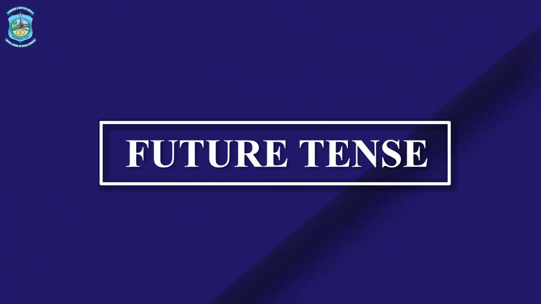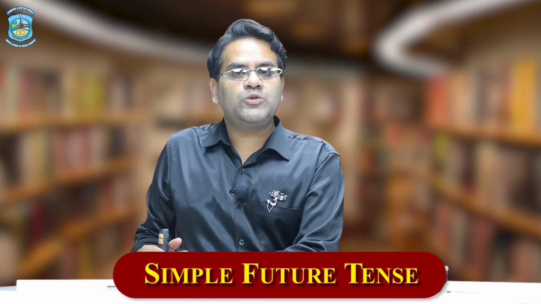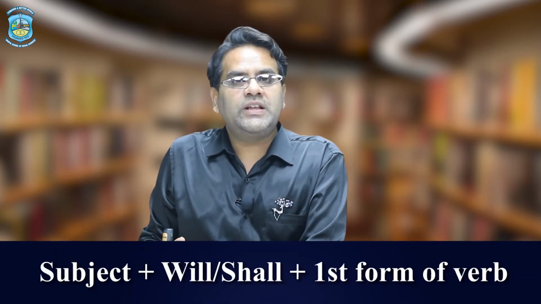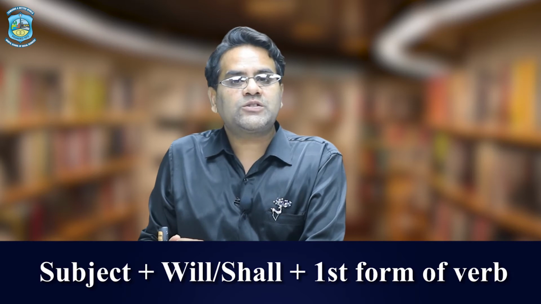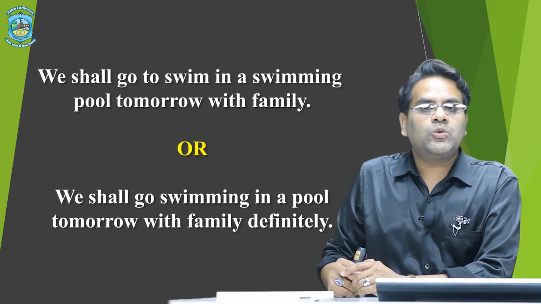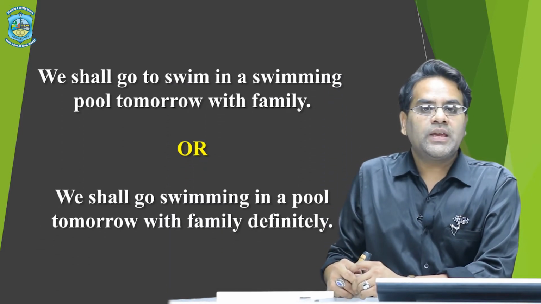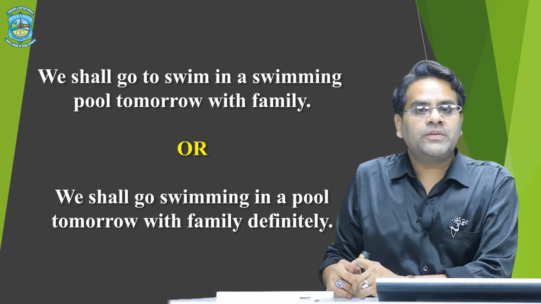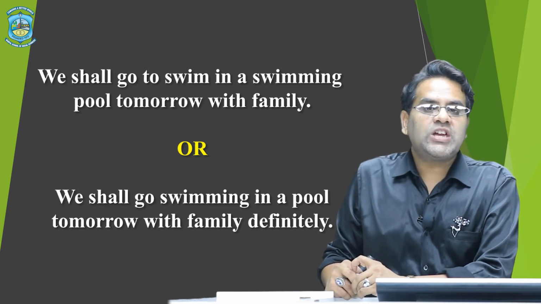We are now going to begin with the use of future tense. We'll be quickly wrapping up with all the 4 forms of future tense. Let's begin with the use of simple future tense. The formula for the same is subject plus will or shall plus first form of verb. Look at the examples down below. We shall go to swim in a swimming pool tomorrow with family. I have attached the first form while I've taken the helping verb shall.